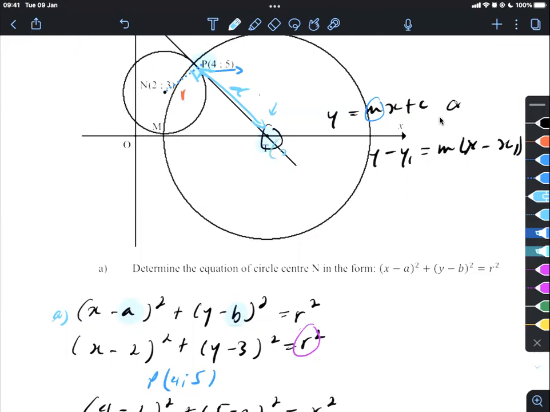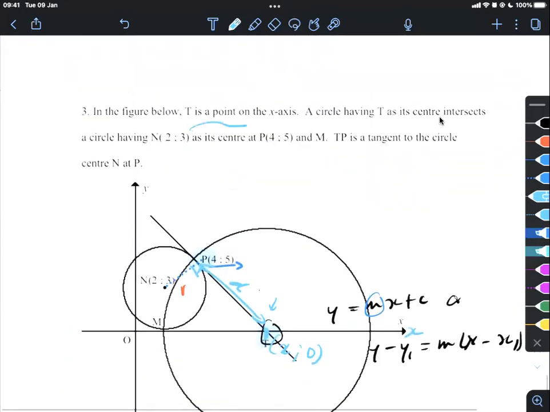However, the x coordinate of that point we do not have, but we know it is an intercept of the line with the x-axis. So it means that y is going to be 0 there. Actually, we're told that that point T is an x-intercept, so the point on the x-axis. So it's an x-intercept of the line graph, which we already have its equation, with the x-axis.